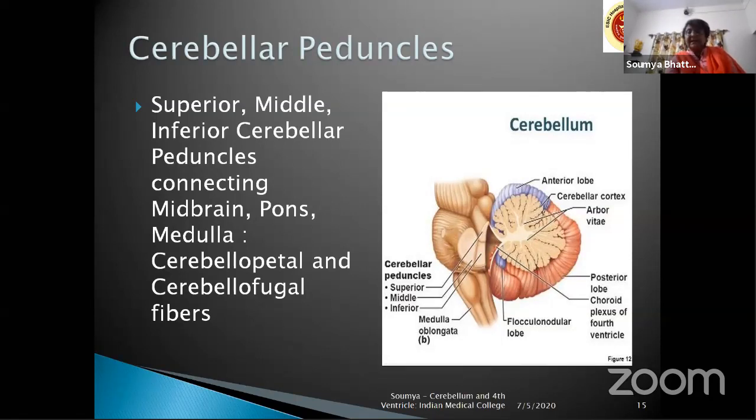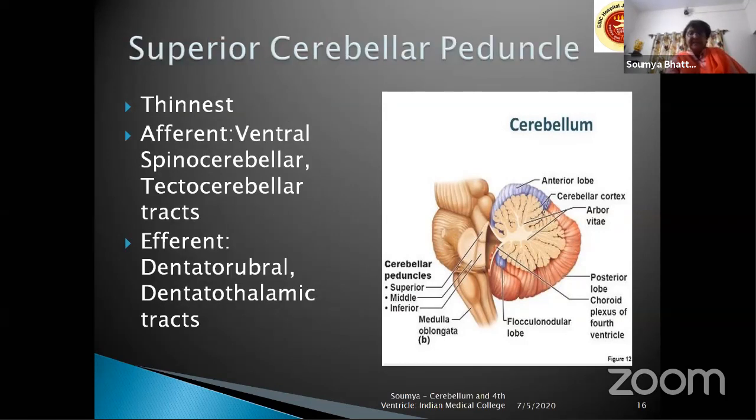Now these peduncles transmit the cerebellopetal and cerebellofugal fibers. What do you mean by petal? Petal are the afferent fibers, fugal are the efferent fibers. So you remember the centripetal force and the centrifugal force. So it is derived from there.